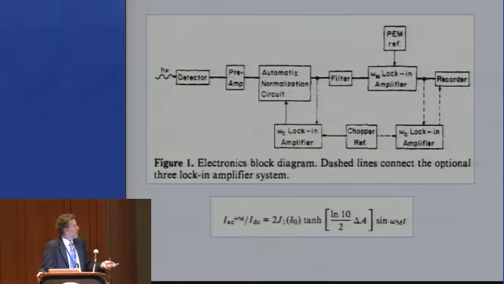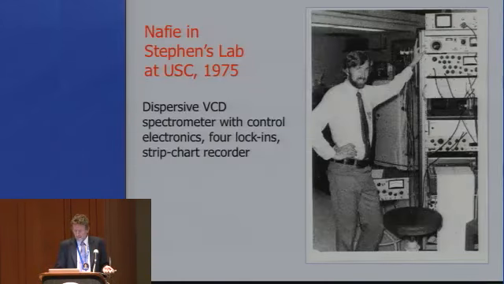But this little loop became the core of the idea of how to do Fourier transform VCD, because you can think of a Fourier transform as a light chopper with a chopping frequency for every different frequency simultaneously. Those are the Fourier frequencies. And so instead of having a lock-in, if you just have an FTIR spectrometer here, you can do the same thing. So this is from the USC lab.